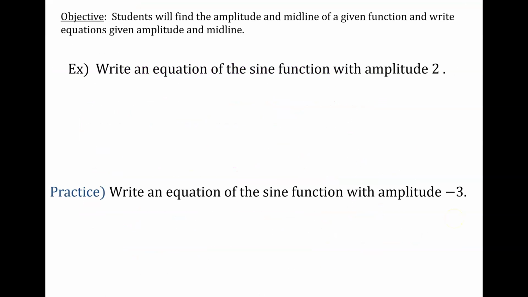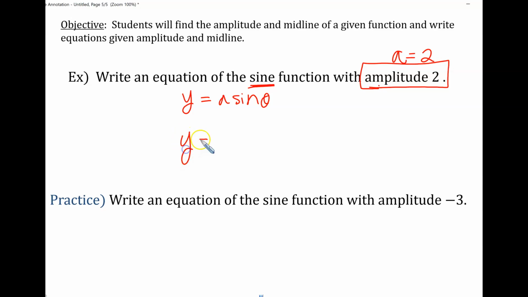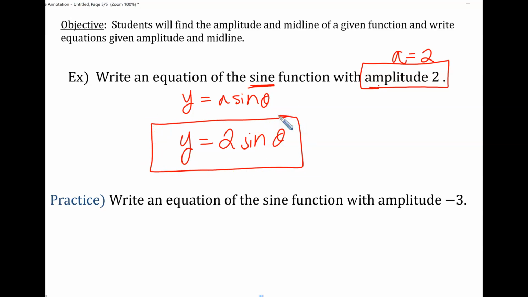Alright, so let's go over some examples on how to write the equation. You're going to write the equation for the sine function with an amplitude of 2. This tells me it's sine, so I know I'm going to have y equals a sine theta. And my amplitude is a, so a is 2. I'm just going to plug what I have into my equation. So I have y equals 2 sine, and I don't have an angle, so you just leave it as sine theta. So this is your equation, y equals 2 sine theta.